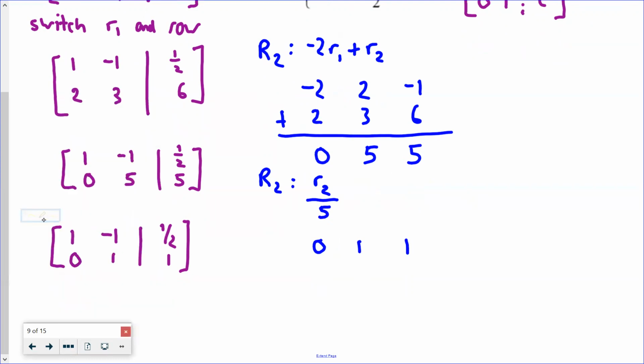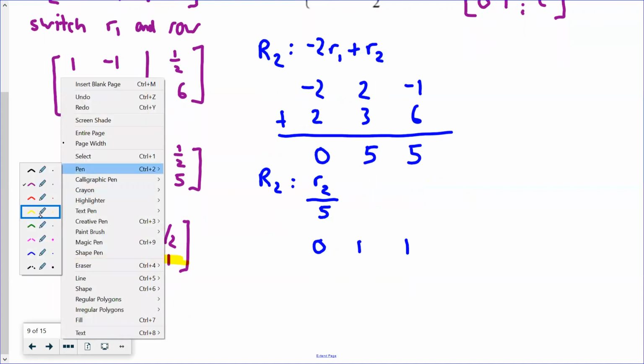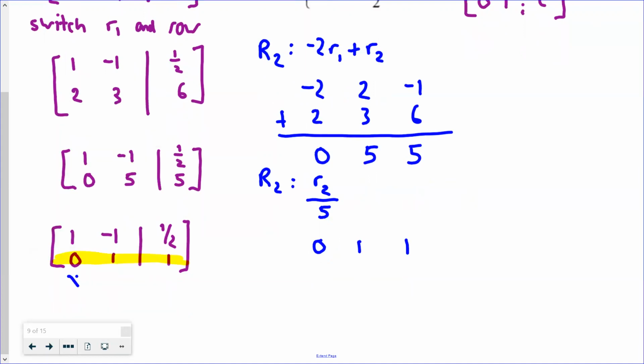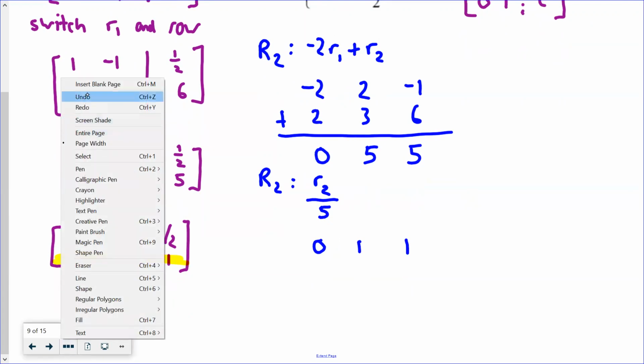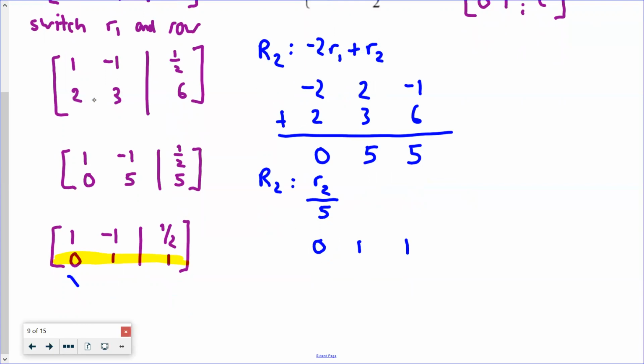What does this tell us if I have 0, 1, 1? Well, this means that if I take 0 x's and 1 y, it will equal 1. So write it out as a system of equations now. I know that y is equal to 1. Woohoo!